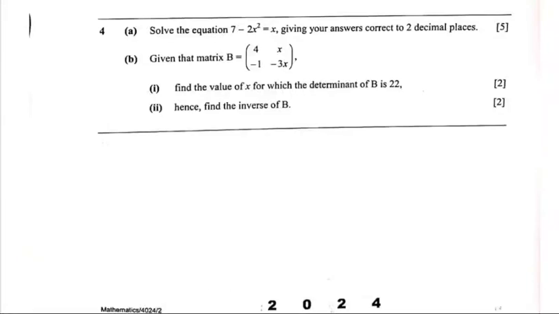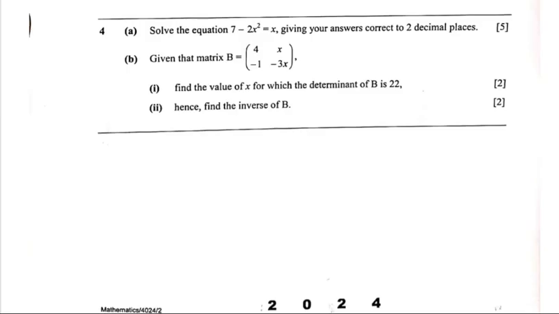Hello everybody, get ready to solve question 4 with me, which is coming from a 2024 GCE mathematics paper 2. Question 4 has got two parts, A and B. A is on quadratic equations, B is on matrices. Starting with question 4a, the question reads: solve the equation 7 minus 2x squared equal to x, giving your answers correct to 2 decimal places. 5 marks for this part.